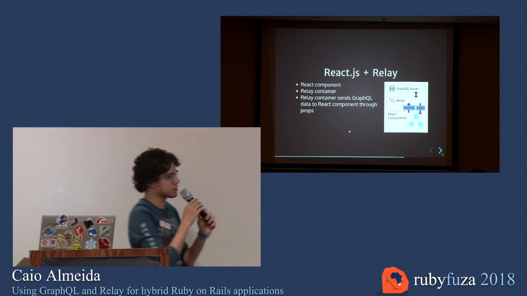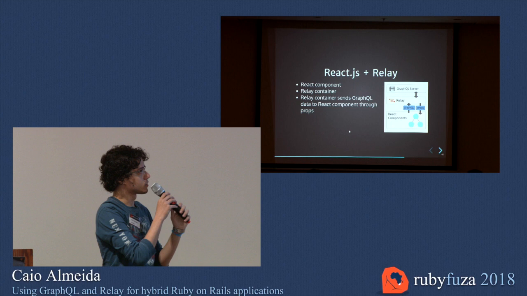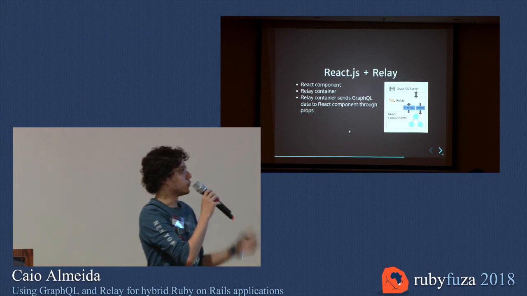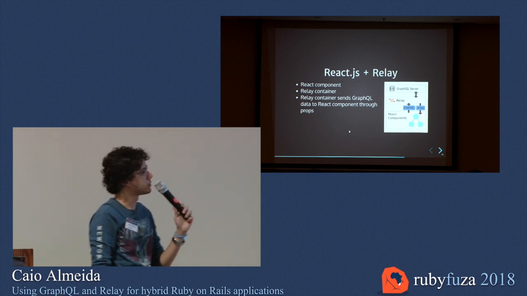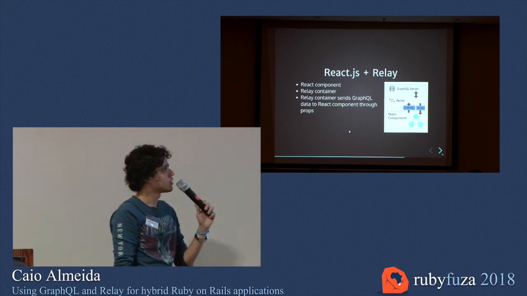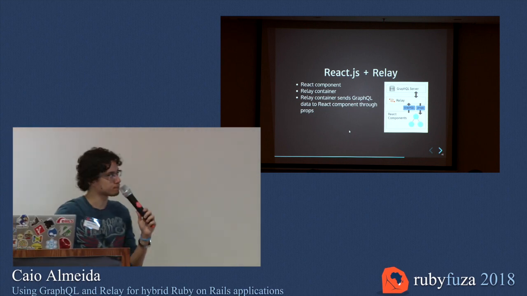So this is another diagram to show better how this integration works. We have our GraphQL server and relay in the middle. React's components make GraphQL requests to the backend through relay, and that information is going to return as props to the components, so as immutable data.